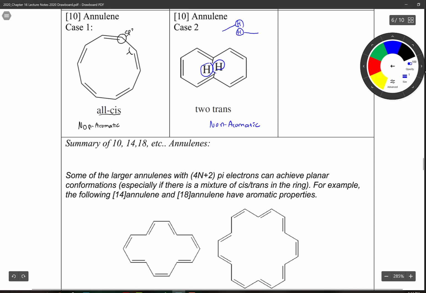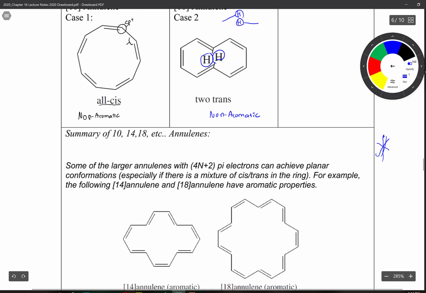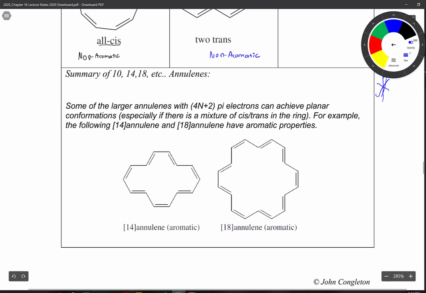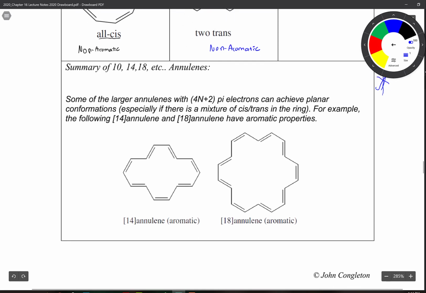So again, that's another one that you kind of have to commit to memory. Now, what about these guys down here? There's a little summary that I wanted to point out to you. So 10, 14, 18, etc. annulenes. These are all aromatic numbers of electrons.